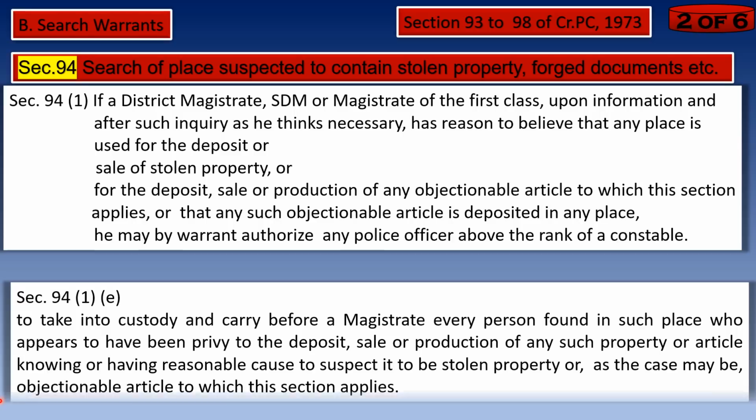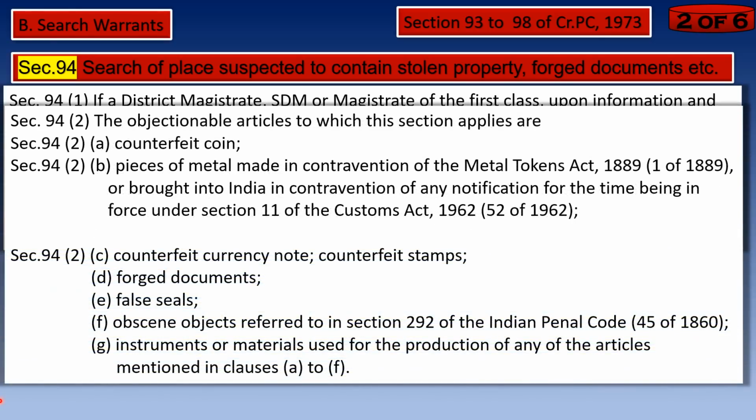Now we come to subsection 2 of 94. It speaks about the objectionable articles to which the section applies. They are: Clause A, subsection 2 of section 94, counterfeit coin. Clause B of subsection 2 of 94 says pieces of metal made in contravention of the Metal Token Act 1889 or brought into India in contravention of any notification for the time being in force under section 11 of the Customs Act 1962. Clause C of subsection 2 of section 94 says counterfeit currency notes.